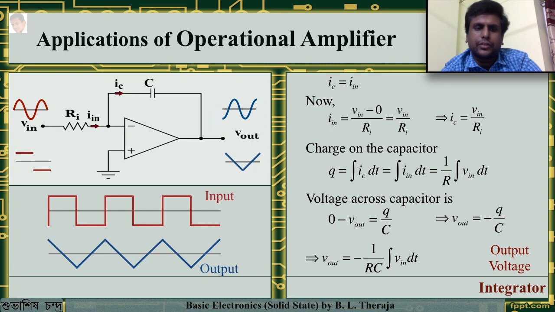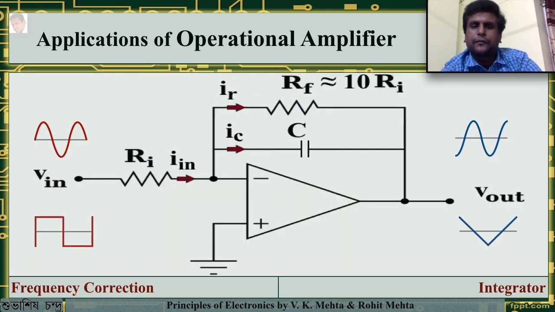The integrator is also used in wave shaping circuits and is also a component of analog to digital converters. Now, at 0 Hz, the feedback capacitor behaves like an open circuit. So, there is no feedback from the output to the inverting input of the op-amp. The circuit behaves like an open loop inverting amplifier with very high gain. This will result in the saturation of the op-amp voltage. As the input frequency increases, the capacitor gets charged.